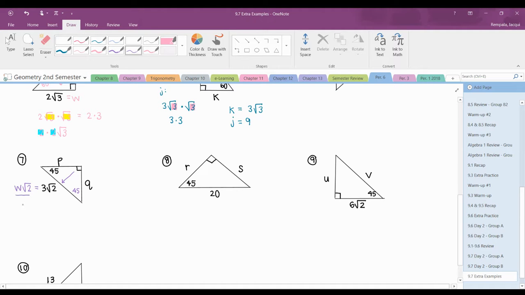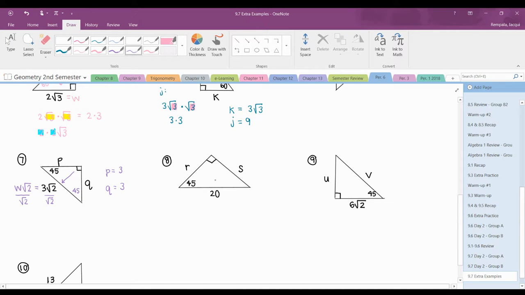Hopefully you notice that if I was to divide both sides by the square root of 2, those are going to cancel out, and it's going to leave you just with the number that is in front, which is the number 3. And because the two legs are congruent in a 45, 45, 90, they're both a length of 3. Same idea with this next one.